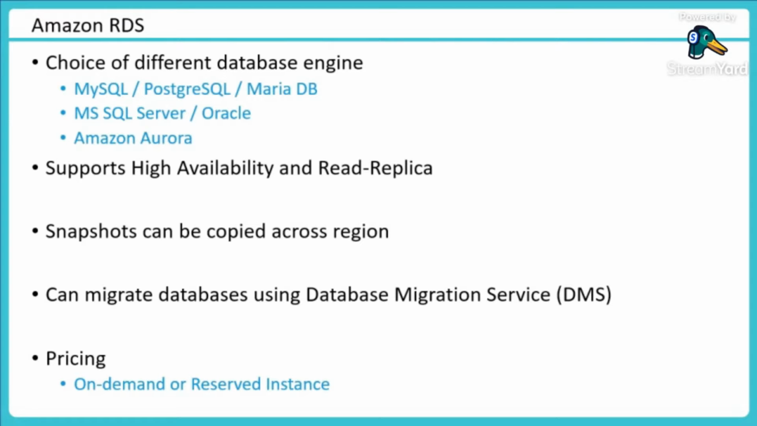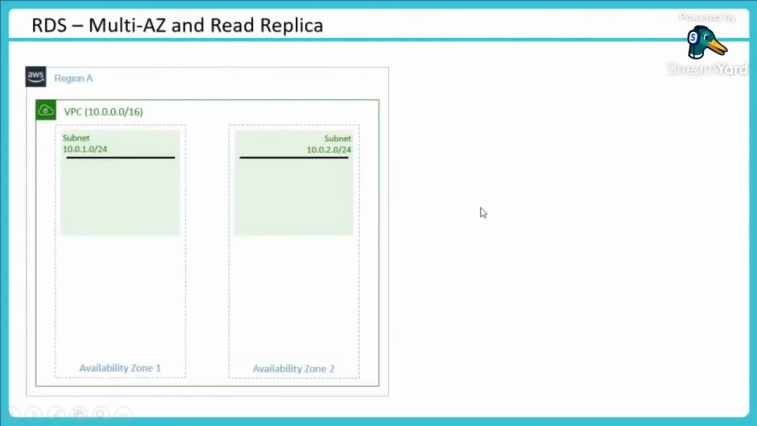Now, one concept which will be checked a lot in certification exams, and in real life also, is about multi-AZ and read replica. Let me go ahead and talk about it. RDS supports multi-AZ. Multi-AZ stands for multiple availability zones, and a read replica is basically one more database which I target for reading data from it. Let me explain what is the difference between them.